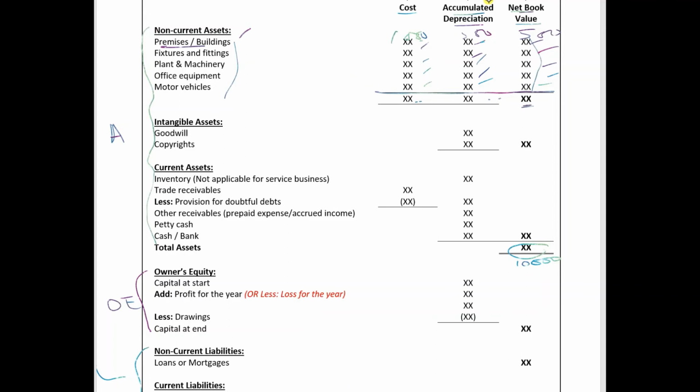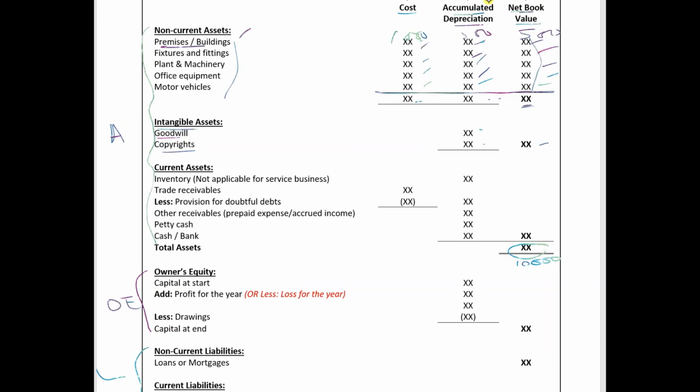Next, if they are intangible assets, then you will need to list them down. But normally, if they don't give you, then you don't have to write it down. Intangible assets are the assets that are non-tangible. Tangible are the things that are physical, for example, office equipment, motor vehicle, and all that. Intangible assets are, for example, copyright and goodwill. They are non-physical. So you list down if they give you, and then write the amount.